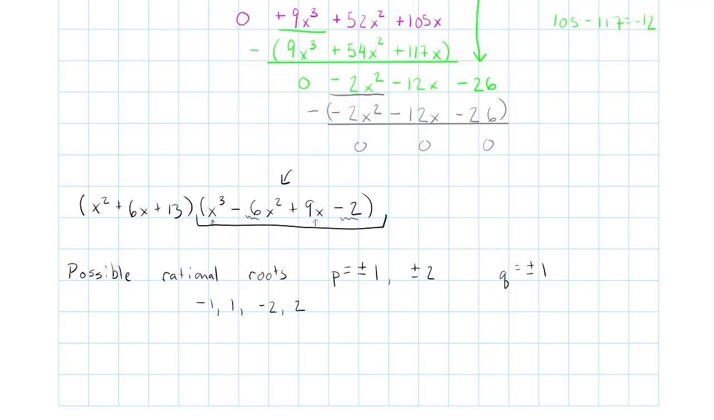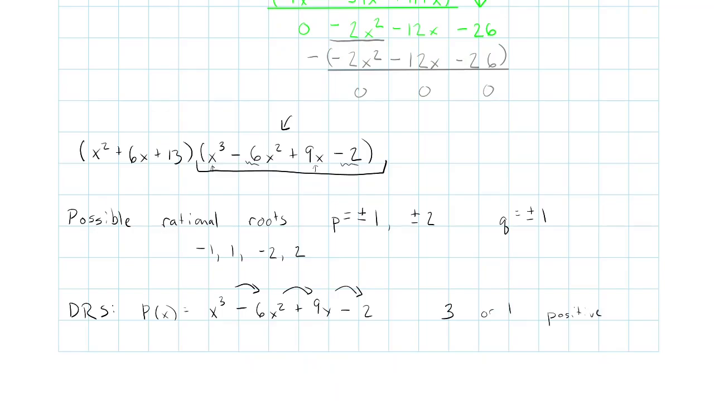How do I determine which one I want? Well, trial and error, right? I'll use synthetic division. Looking at this polynomial, Descartes' rule of signs says my original polynomial x to the third minus 6x squared, that's one sign change, plus 9x, that's the second sign change, minus 2, so that's 3 or 1 positive.